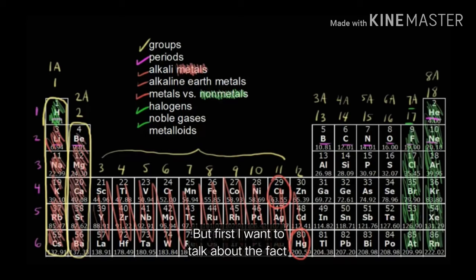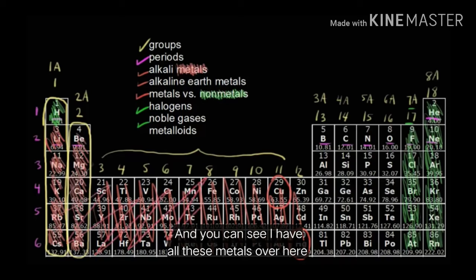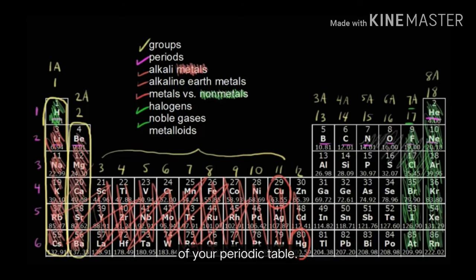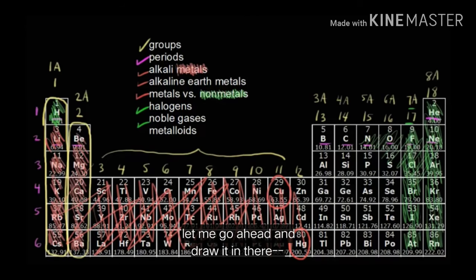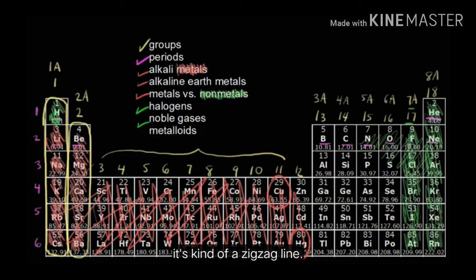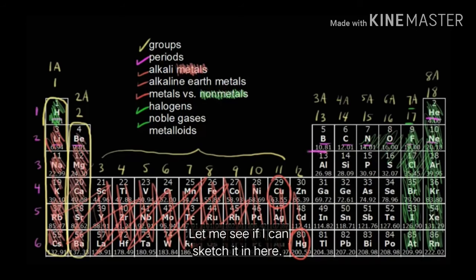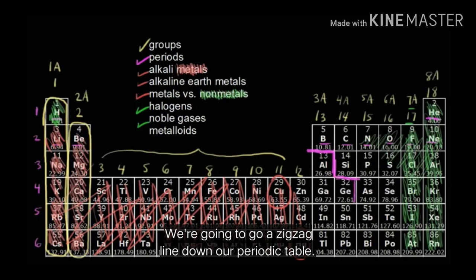First, I want to talk about the fact that you pretty much find metals on the left side of the periodic table, right? So let me go back to the red color, and you can see I have all these metals over here on the left side. And then for my nonmetals, in green, you're going to find those over here on the right side of your periodic table. And so the dividing line between those, let me go ahead and draw it in there. It's kind of a zigzag line. So let me see if I can sketch it in here. So the dividing line would go something like this. All right, so we're going to go a zigzag line down our periodic table.